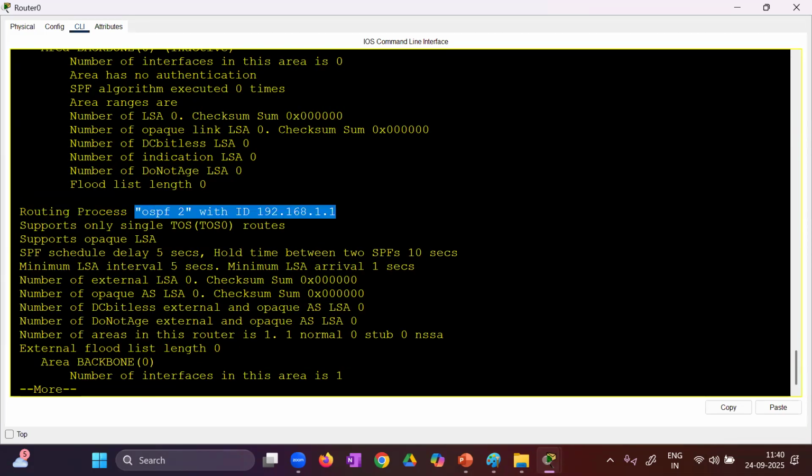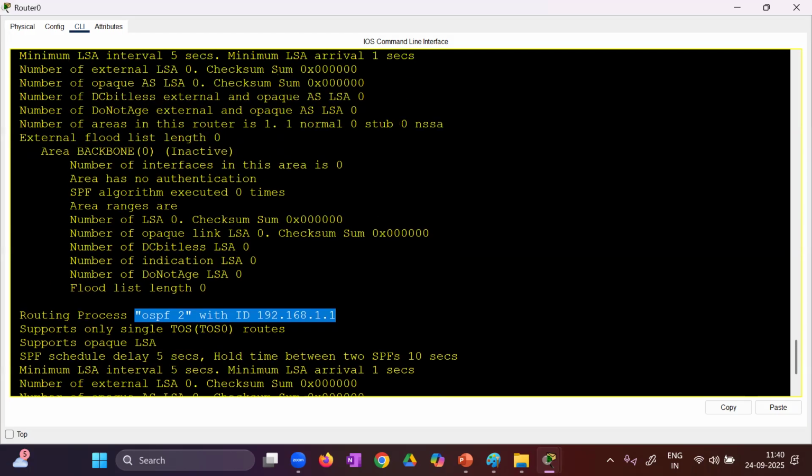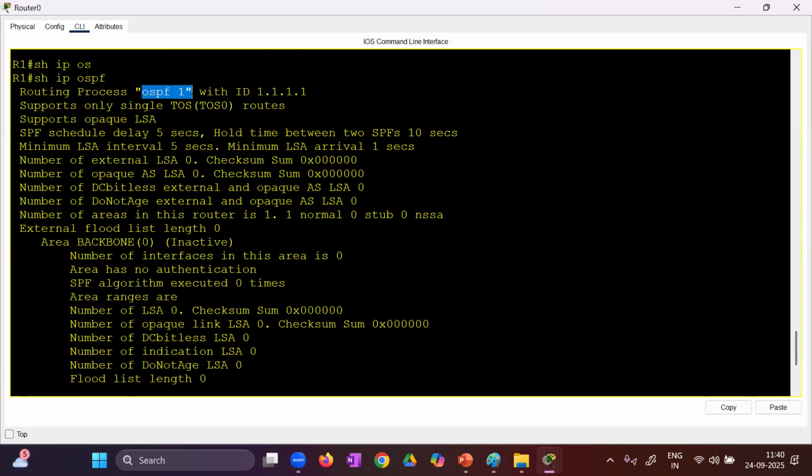What is it then? Routing process OSPF 2. What is the router ID? It means whatever I am telling you is correct, that each process ID will be having a unique router ID. It is correct also. I have not assigned the router ID. Automatically it is taking. So it says that, okay, as you were running OSPF 1 here, we were having one unique router ID, that is 1.1.1.1, the loopback IP. So I have taken this as the router ID for OSPF process ID 1.